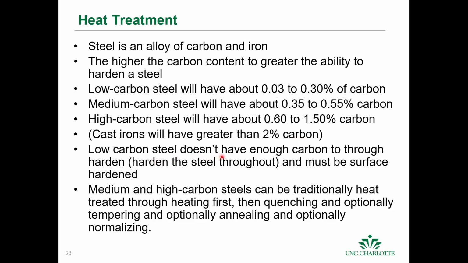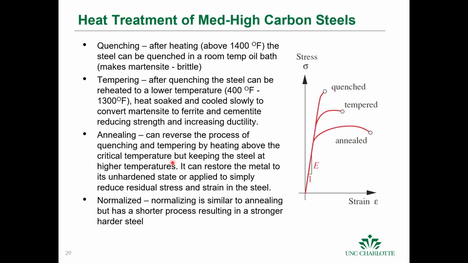Low carbon steel doesn't typically have enough carbon to through harden it, where we harden the steel throughout, so it must be surface hardened. Medium and high carbon steels can be traditionally heat treated through heating first and quenching, optionally tempering, and optionally annealing, and optionally normalizing. So let's talk about those terms.